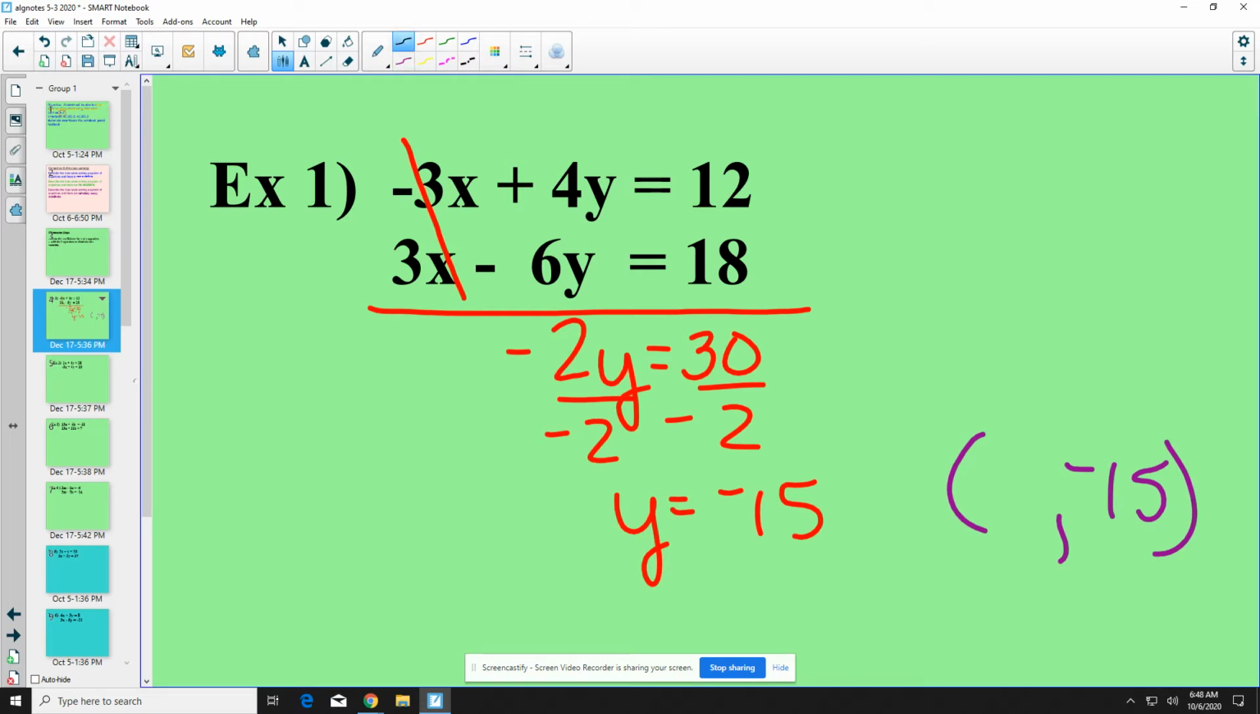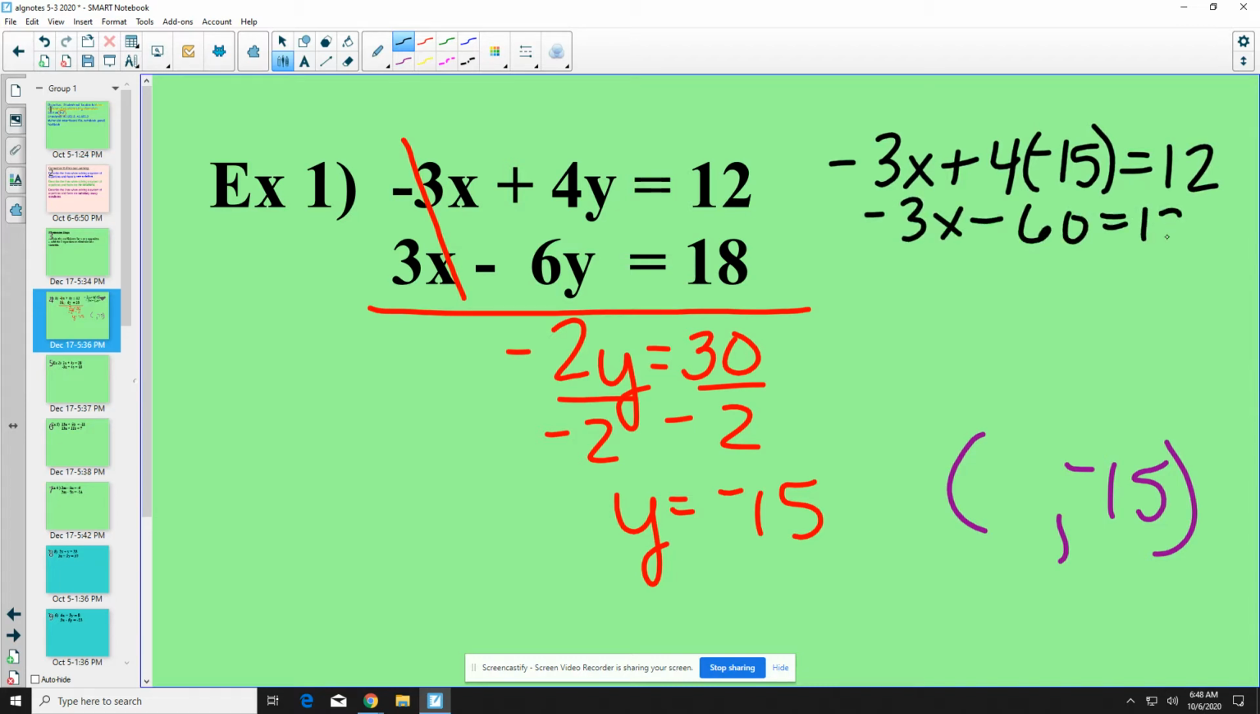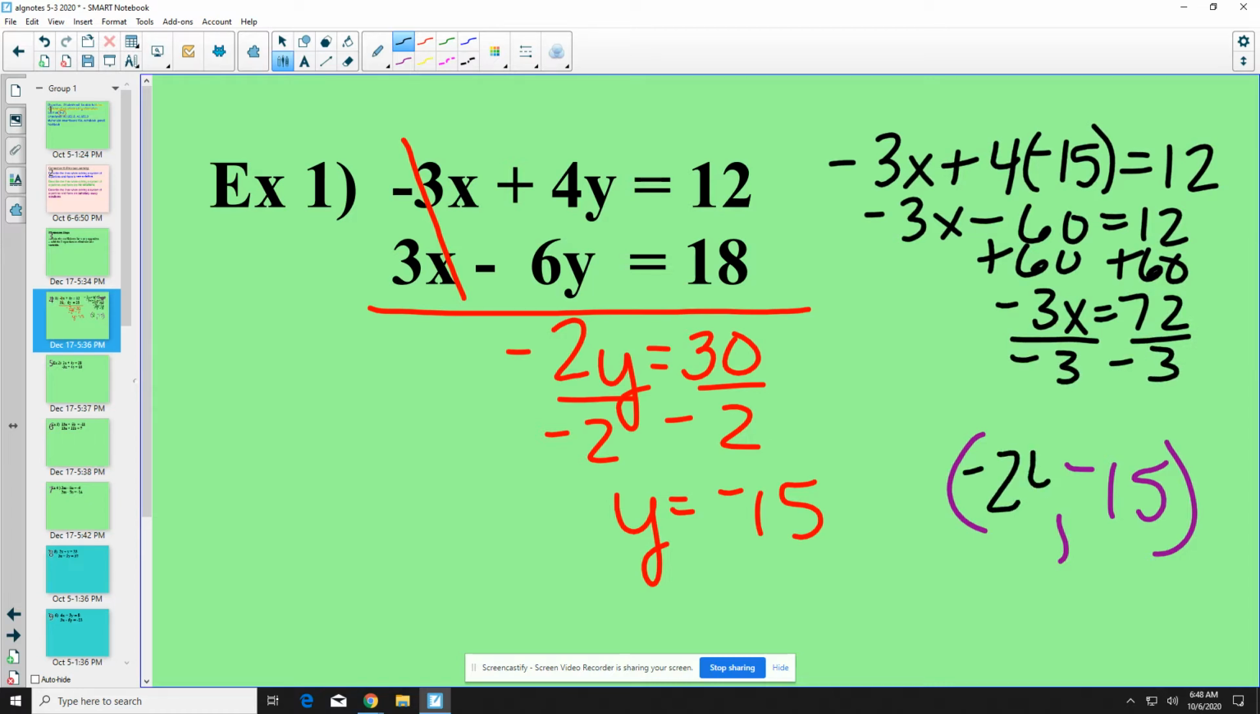So if I go to the top one, I have negative 3x plus 4 times negative 15 equals 12. Let me see, 4 times negative 15 is negative 60. I'm going to add 60 to both sides. I'll get negative 3x equals 72. When I divide by negative 3, that means my x value would be negative 24.